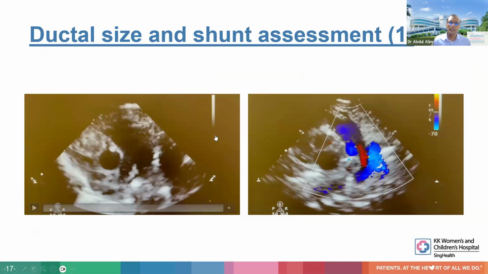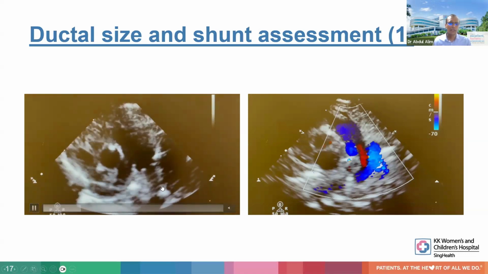Okay, so that's about the PDA size. Next is how do you assess the ductal shunt? Most of the time, even though there are a lot of indices, just eyeballing the picture with experience, we may be able to tell how big the PDA is and how much the shunt is.